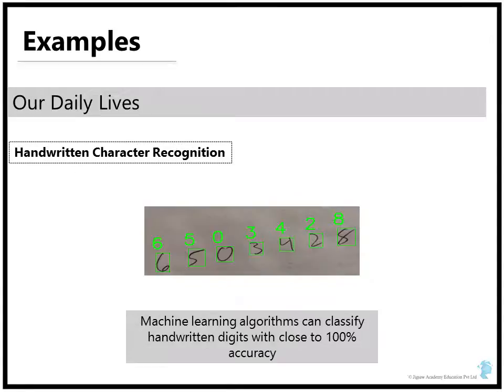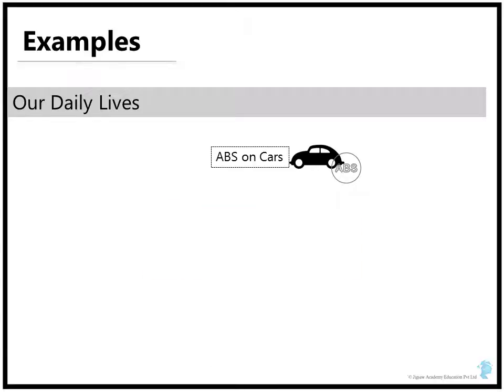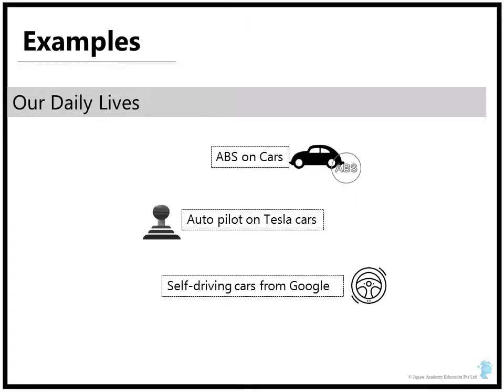Machine learning algorithms can also now classify handwritten digits with nearly 100% accuracy. Add to this the ABS on your cars, autopilot on Tesla cars, and self-driving cars from Google, and the list of applications of machine learning is very big. Though we won't get into the details of every application, machine learning has touched all of us in one way or another in our lives, to be honest.